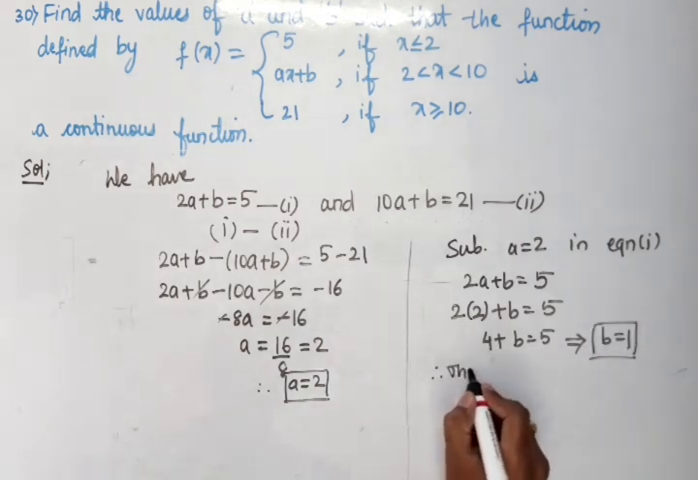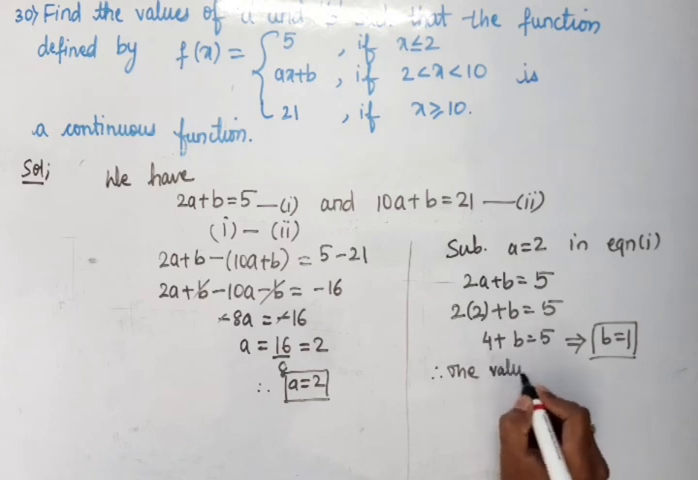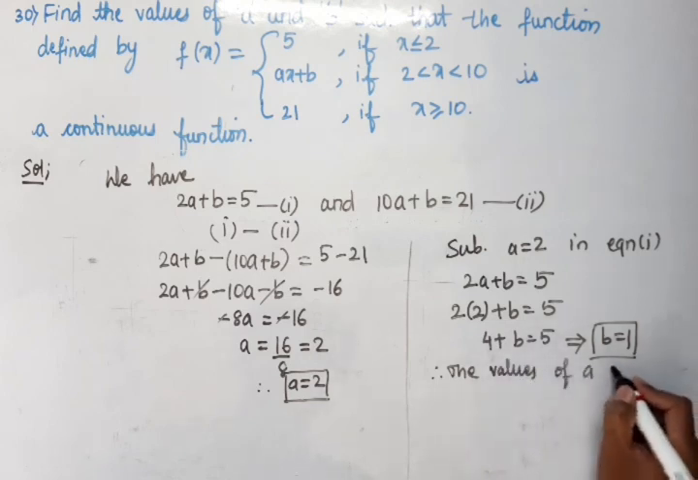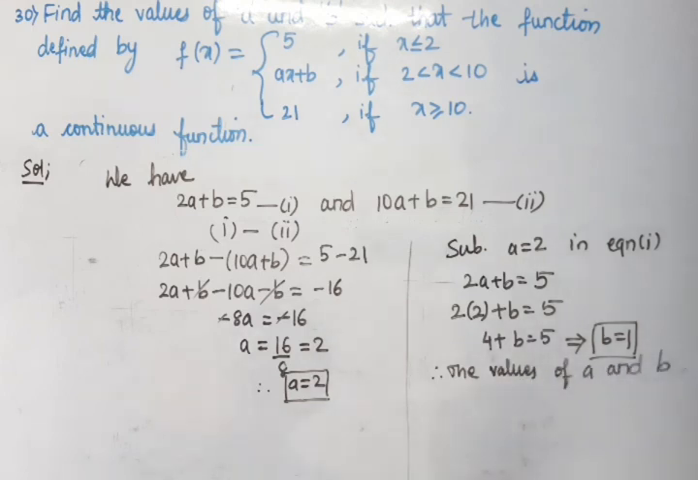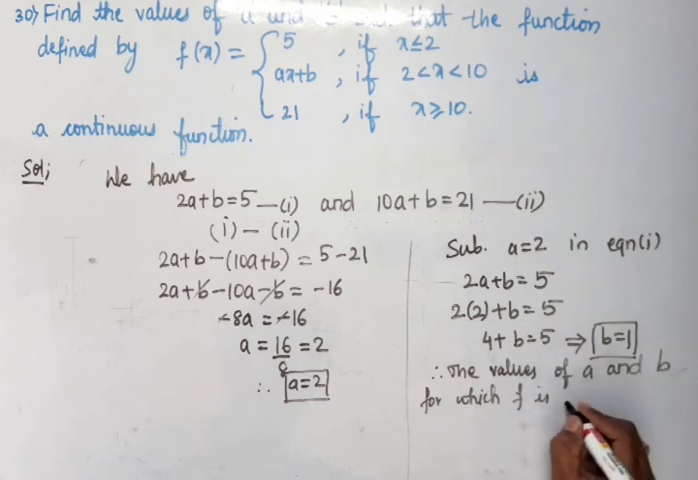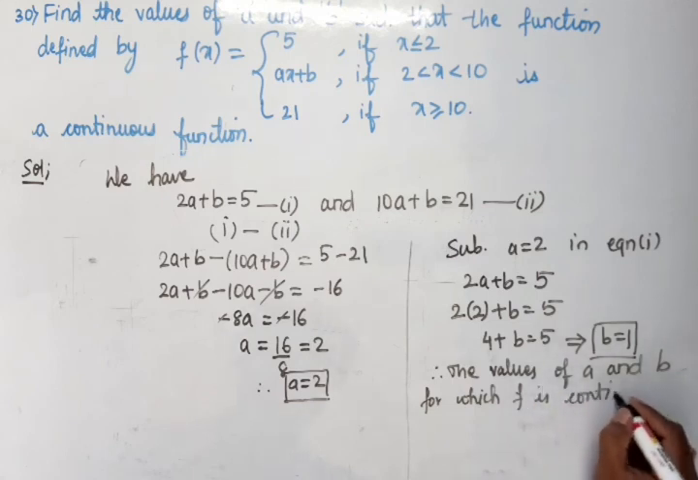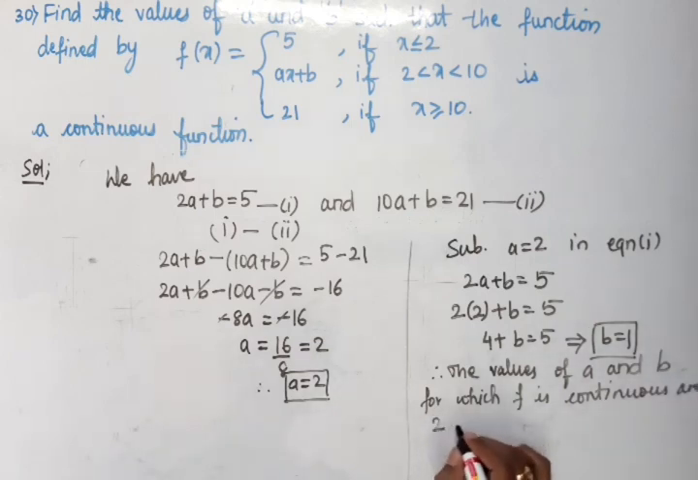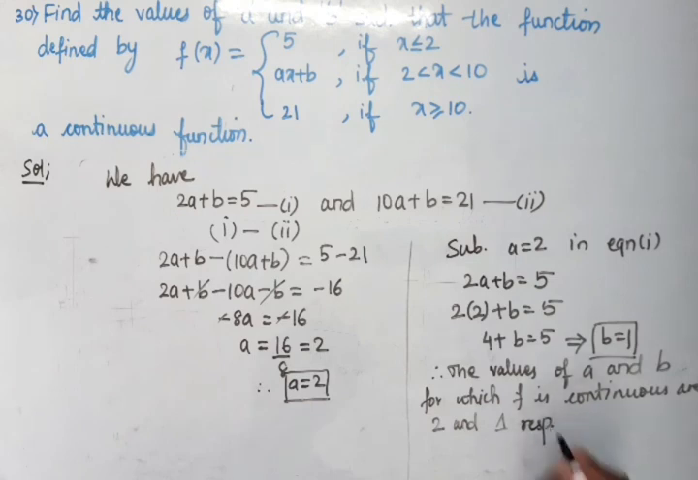Therefore the values of a and b for which f is continuous are 2 and 1 respectively.